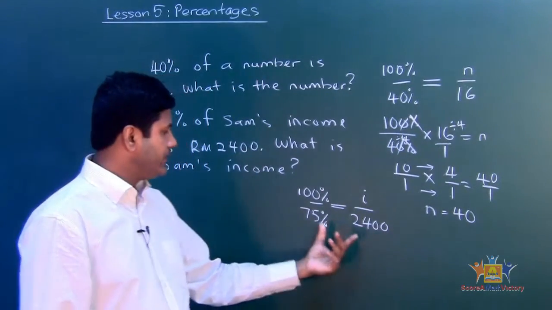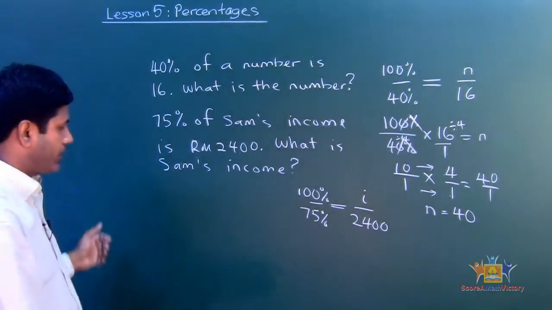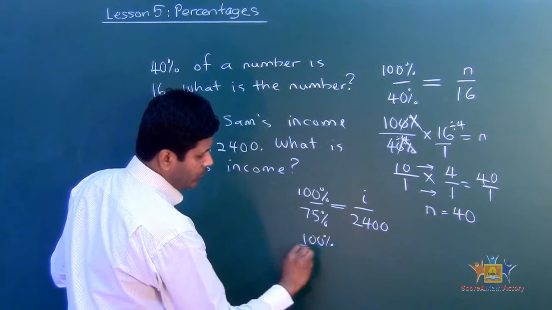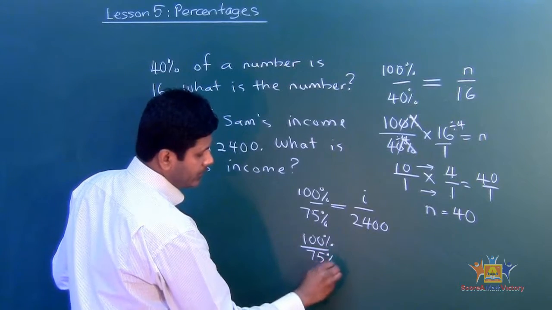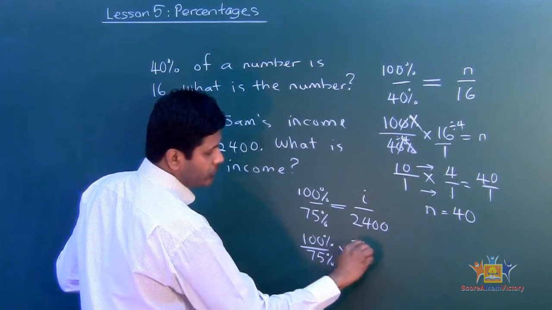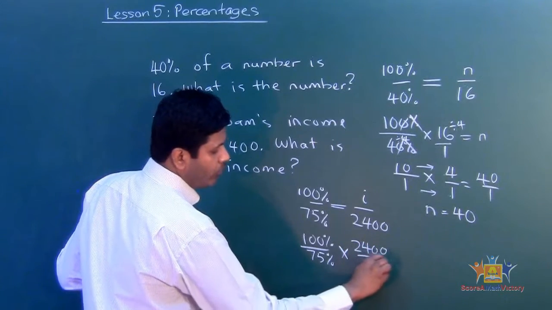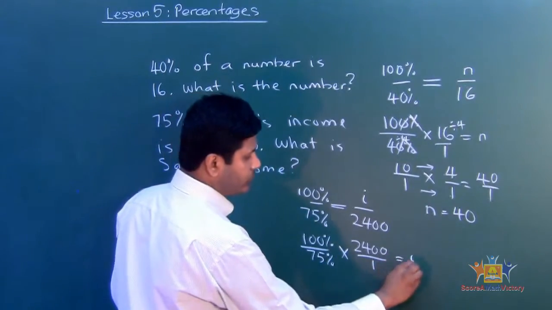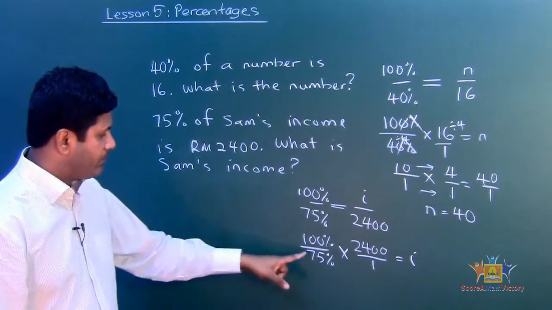So that means I'm going to bring it across the bridge. 100% over 75% times, because dividing across the bridge becomes multiplication, 2,400 over 1. I want to put it as a fraction. Equals I. Now I'm going to simplify.